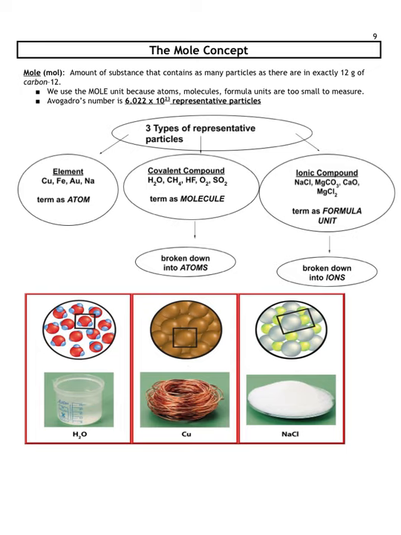A mole represents a unit as well, and that unit is actually Avogadro's number, which is 6.022 times 10 to the 23rd particles. Now, why do we use a mole? Because atoms are so small to measure, we need a lot of particles to have a measurable amount. And so we have this unit called a mole, which represents a very large number of particles, 6.022 times 10 to the 23rd particles.